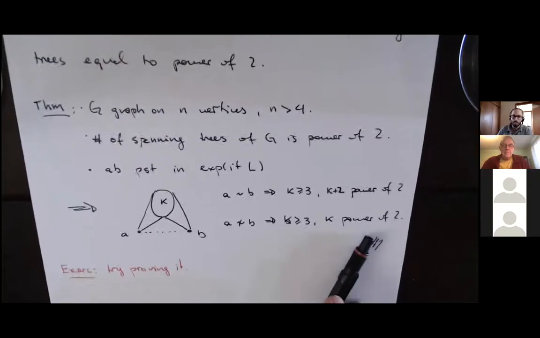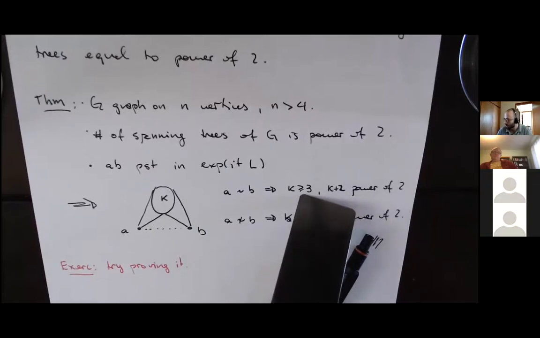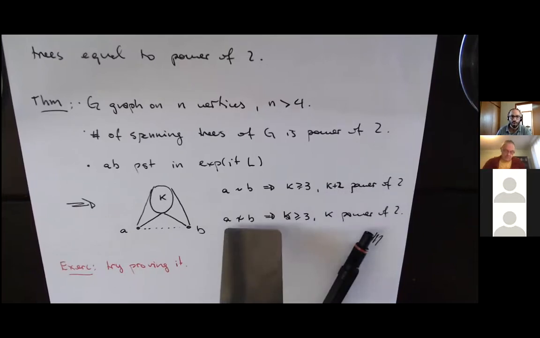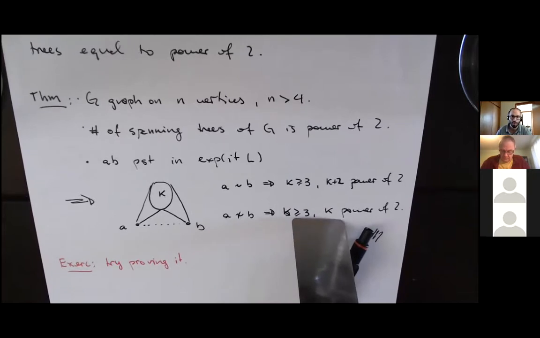So the most general theorem I can say is this. If you have a graph on n vertices with at least five vertices, if the number of spanning trees is a power of 2, and if there is a PST according to the Laplacian matrix, then it must be that they are twins. If they are neighbors, they must have at least 3 common neighbors, and k plus 2 must be a power of 2. And if they are not neighbors, they must have at least 3 common neighbors, and k must be a power of 2.